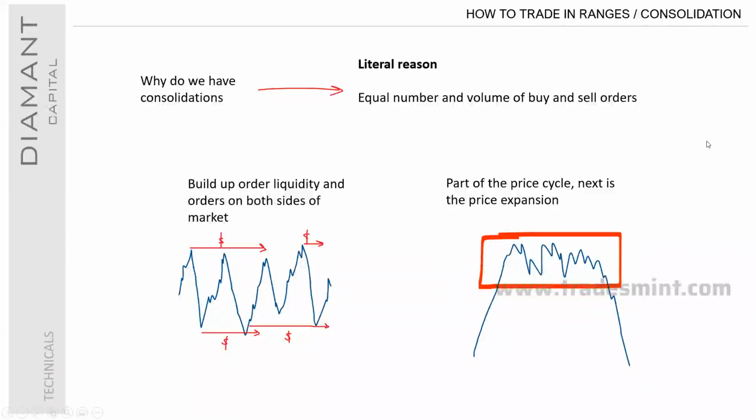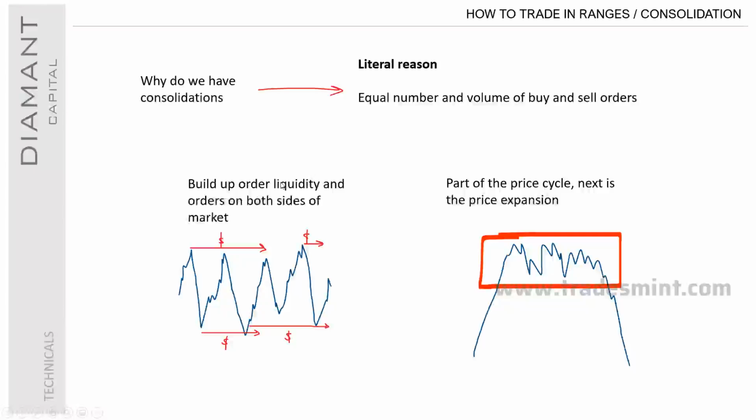So why do we actually have consolidations? The literal reason for that is because there's an equal number and volume of buy and sell orders. As you can imagine, for every buy order that happens at the time, it's compensated by another sell order of the same amount of volume. So what that means is price is very stable and doesn't move up or down. It just really consolidates, as seen below.